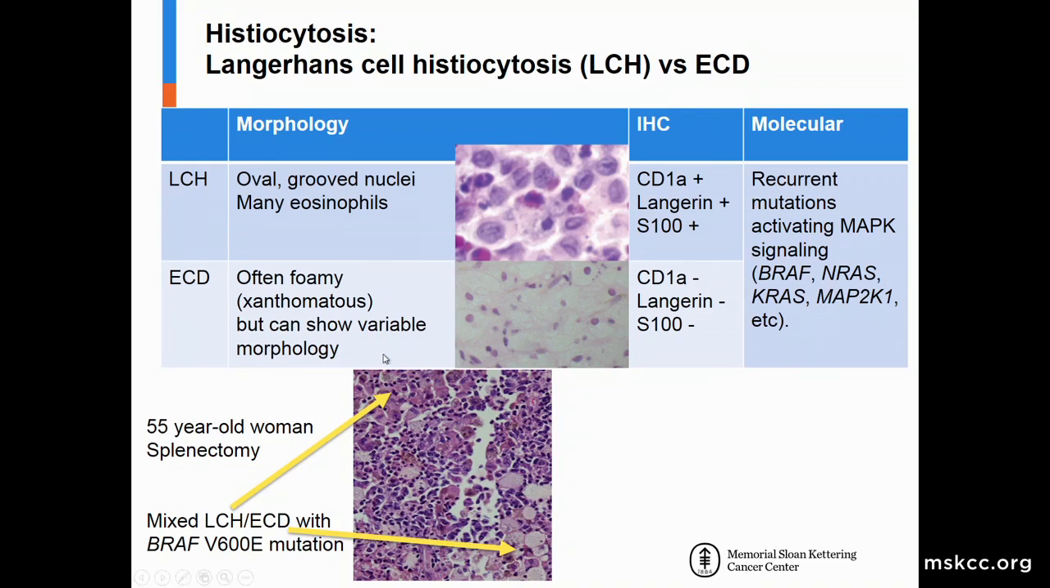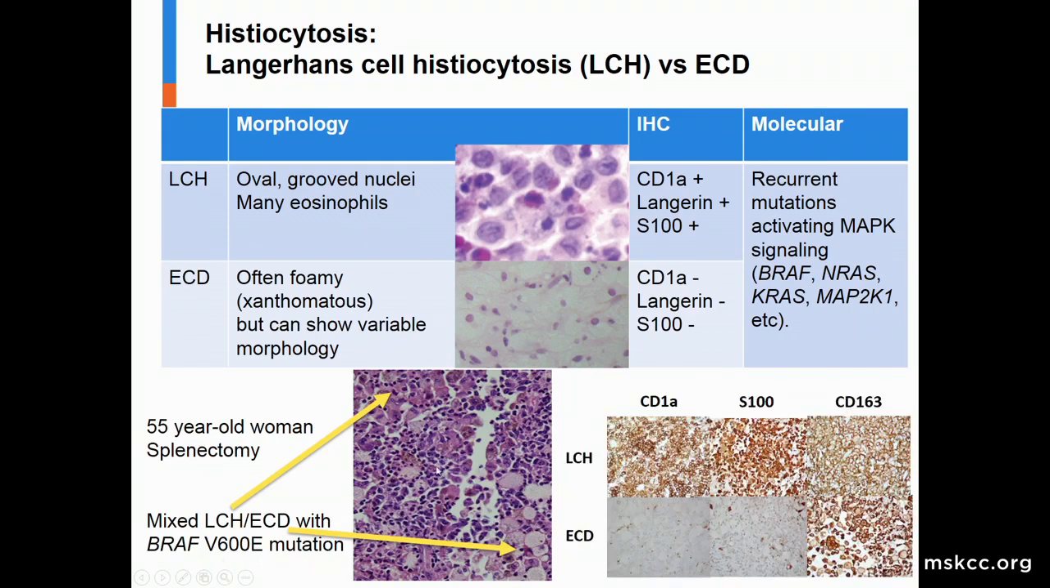For example, this is a case where the patient had both lesions in one histologic section. This is a 55-year-old woman who presented with splenomegaly. On the section, there is an eosinophilic histiocytic infiltrate, and we also see a xanthomatous histiocytic infiltrate. This case showed a BRAF V600E mutation, and interestingly, it had distinct immunophenotypes.